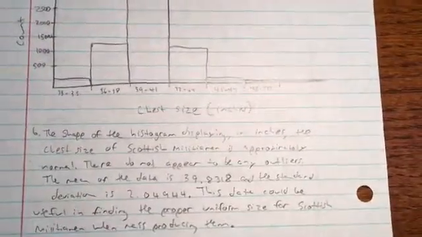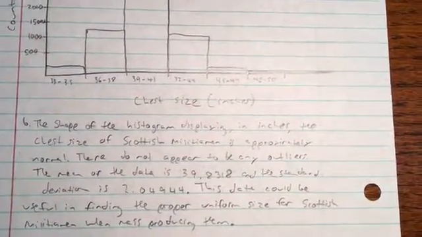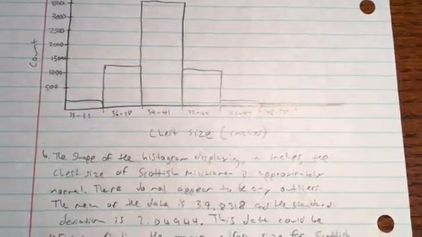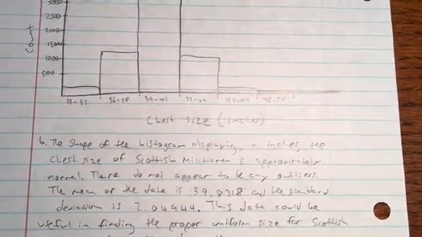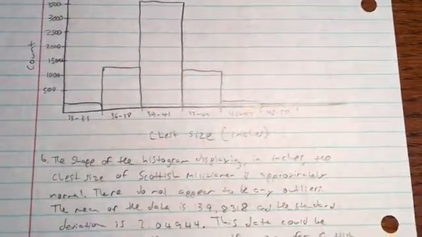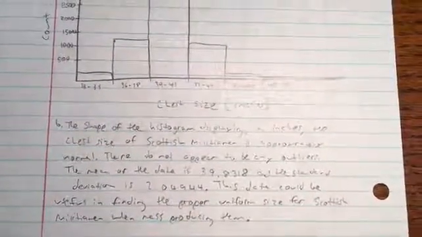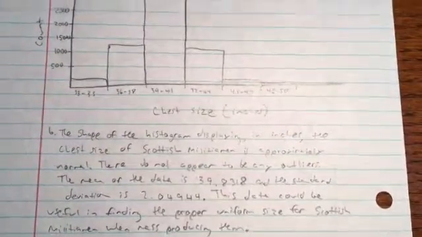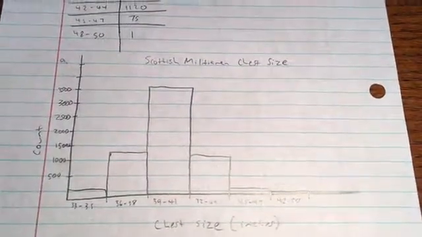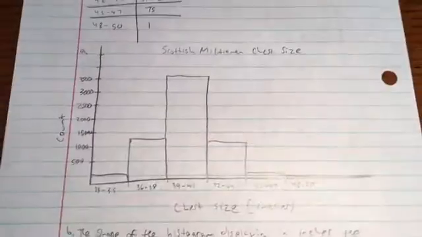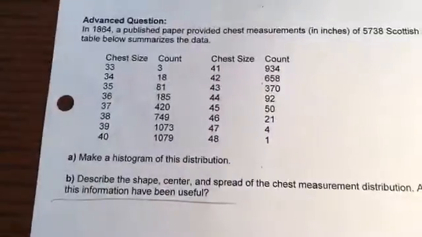So talking about the shape, as I said before, it's pretty apparent that it is approximately normal. And again, make sure you include what exactly you're talking about. So I say the shape of the histogram displaying in inches the chest size of Scottish militiamen is approximately normal. So the person reading this actually knows what data we're referring to. I go on to say there don't appear to be any outliers, which is quite apparent if you look at the graph or even look at the data. There's really not a very wide range.